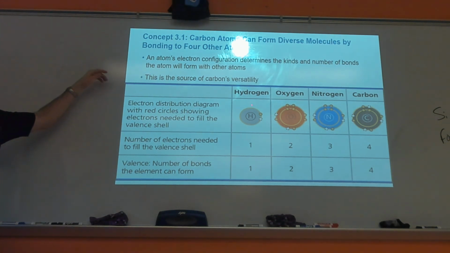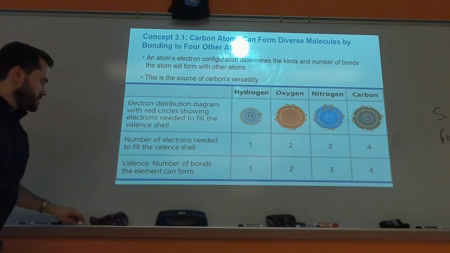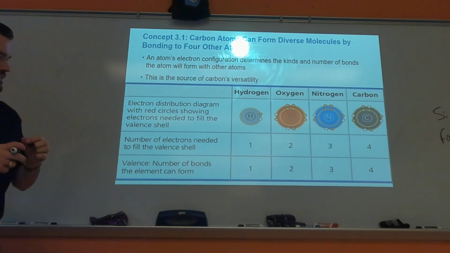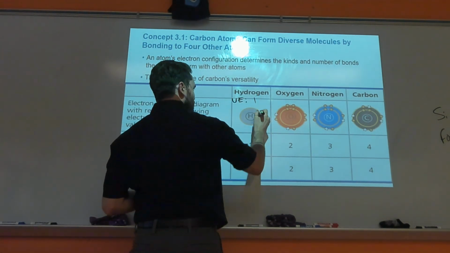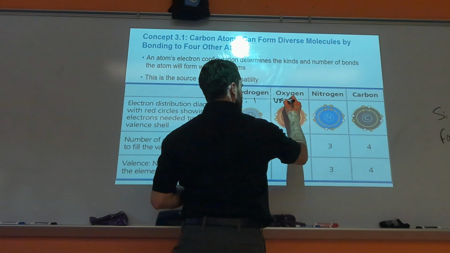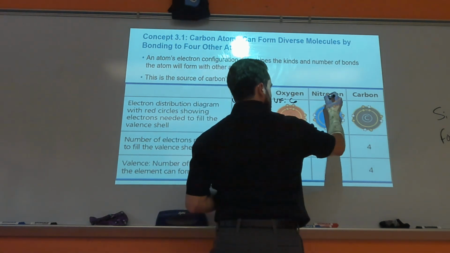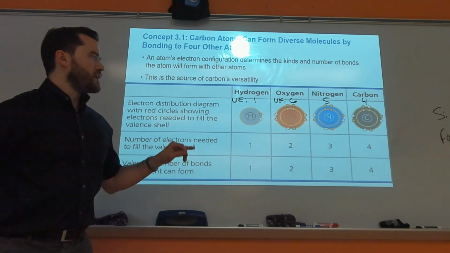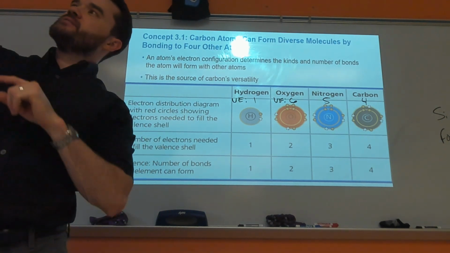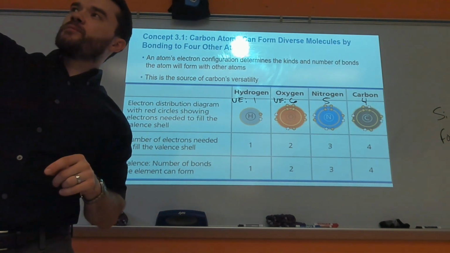If you look at hydrogen, you remember the Bohr model, the rings and stuff? We say hydrogen has one valence electron. We say oxygen, as I'm looking at the slide, they don't have the valence electrons here. We'll say VE. Hydrogen's got one valence electron. Oxygen's got 6. Nitrogen has 5. Carbon has 4.